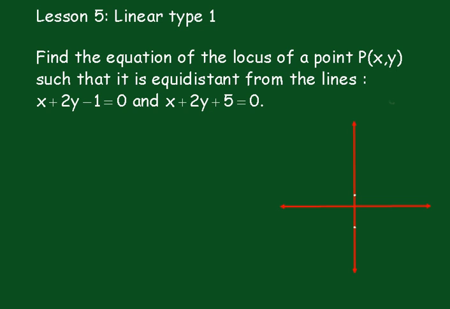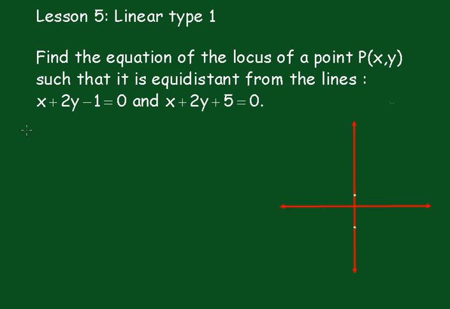Lesson 5, Linear Type 1. We have to find the equation of the locus of a point such that it is equidistant from these lines x plus 2y minus 1 equals 0 and x plus 2y plus 5 equals 0. You'll notice that because the coefficients of x and y are the same, these lines will be parallel.